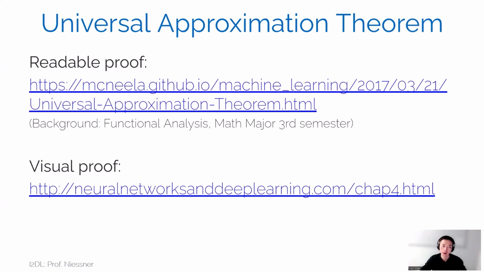And here, I'll defer to some proofs. One is a readable proof, and the other one is a visual one. You can change the parameters and the input in the visual proof link, and then you can get some visualization of the output. You can have a better understanding of the universal approximation theorem if you are interested.